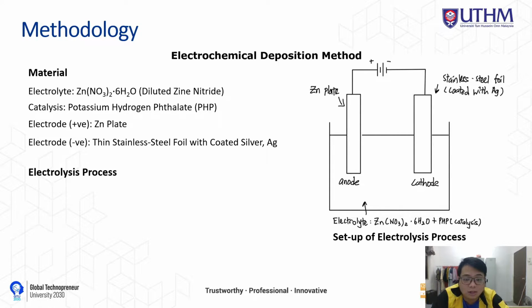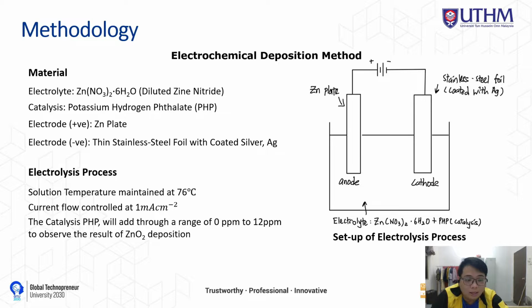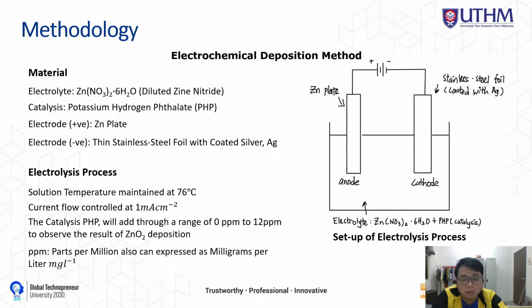This electrochemical deposition process is also known as the electrolysis process. During the electrolysis process, the solution temperature will be maintained at 76 degrees Celsius, and the current flow will be controlled at 1 milliampere per cm squared. The catalyst PHP will be added in the range of 0 ppm to 12 ppm to observe the result of the zinc oxide deposition. The ppm stands for parts per million, also expressed as milligram per liter, a unit to determine the concentration of a chemical solution.